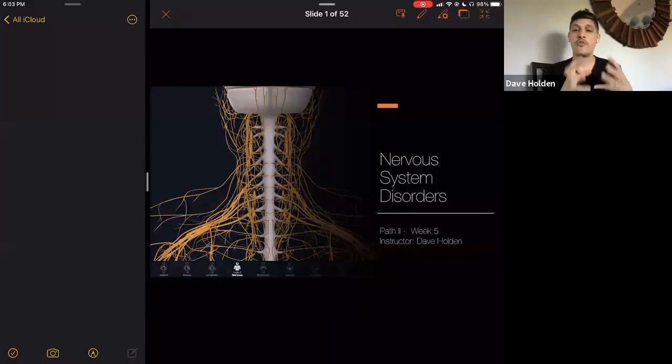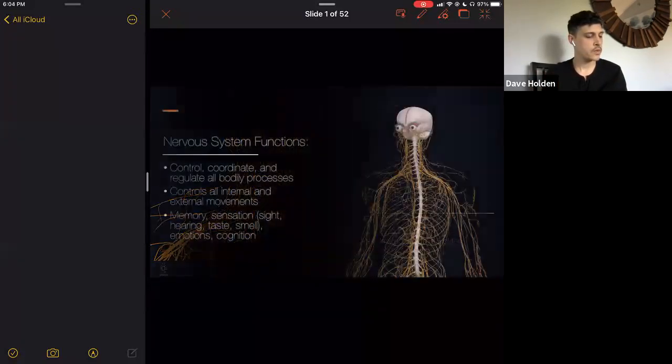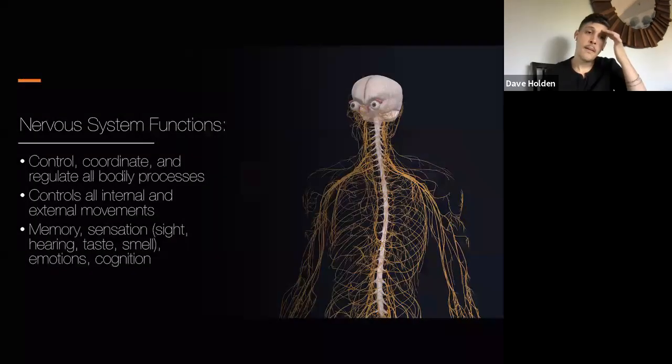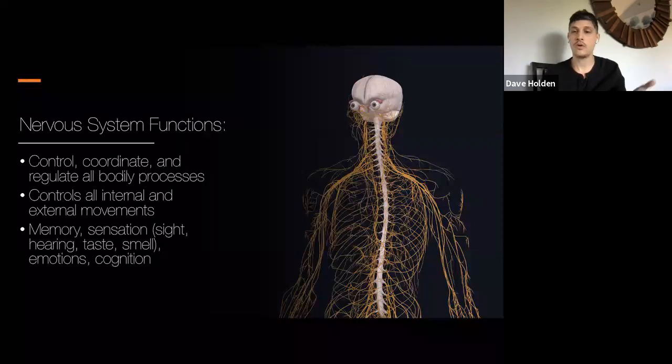So before we talk about the nervous system disorders, it is always super helpful to start with a review of the nervous system itself and remind ourselves of mainly the vocabulary, the general idea of what the system is doing, what its function is. So we will start with the functions of the nervous system. Mainly are to coordinate, control, regulate all of your bodily processes. This would be controlling all of your internal as well as external movements.